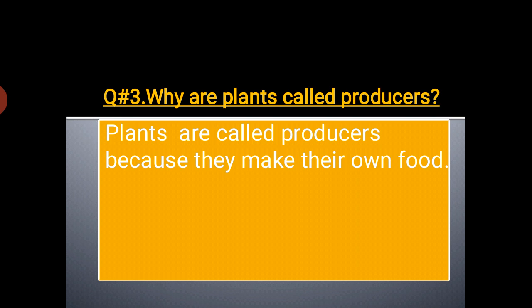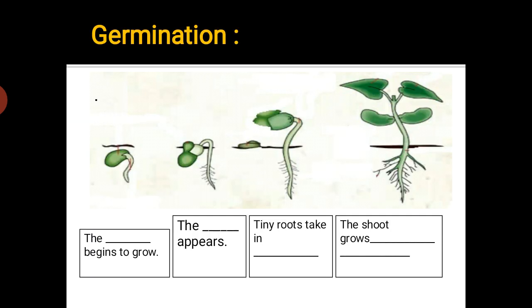Even humans and animals take their food from the plants. They cannot produce their own food. Only the plants are the producers. Why are plants called producers? Because they make their own food.